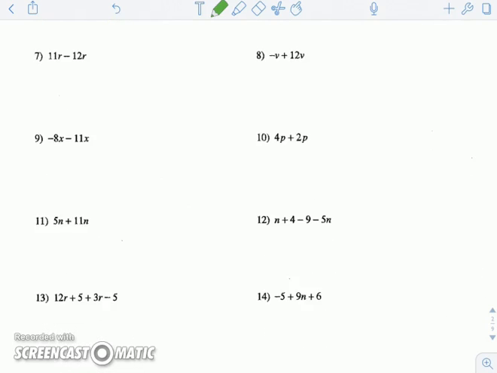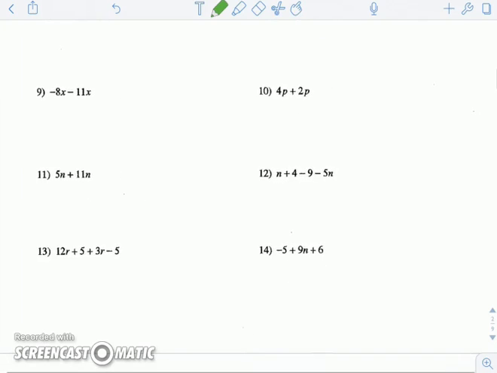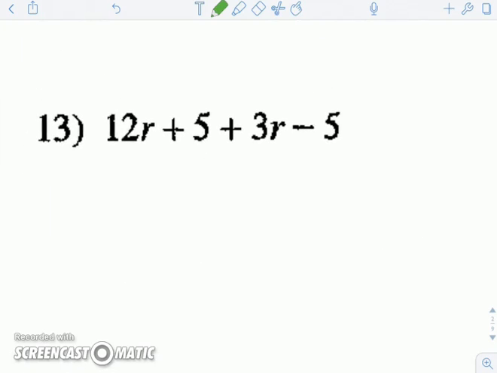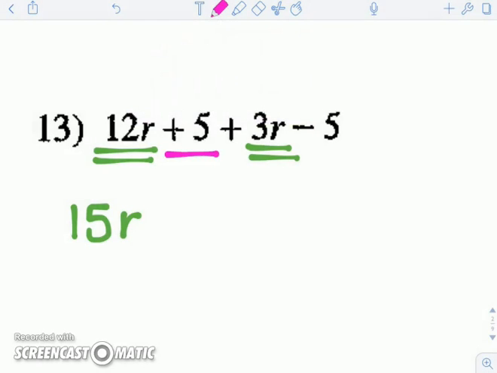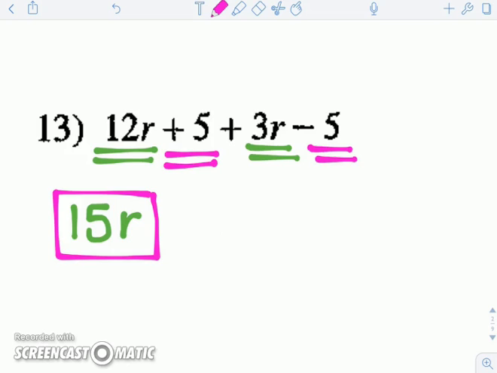I'm going to look at doing number 13. I'm asking myself, same variable, same exponent. So 12r and 3r have the same variable and the same exponent. I'm going to combine like terms here, so 12r plus 3r leaves me with 15r. And then I have positive 5 and negative 5. Well, positive 5 minus 5 is going to leave me with 0. I can, if I want, write plus 0, but I don't need to do that. And so my final answer is just 15r.